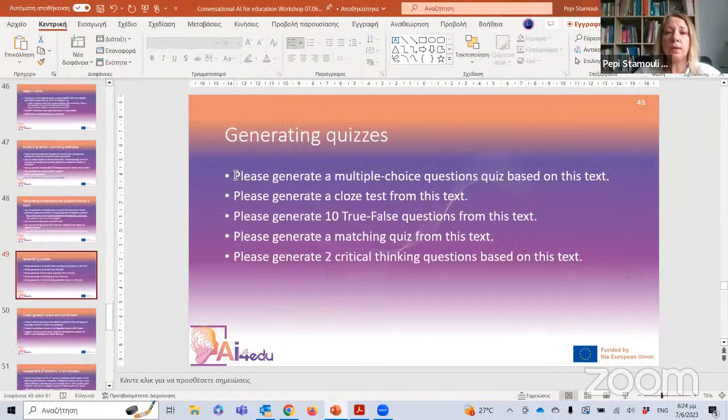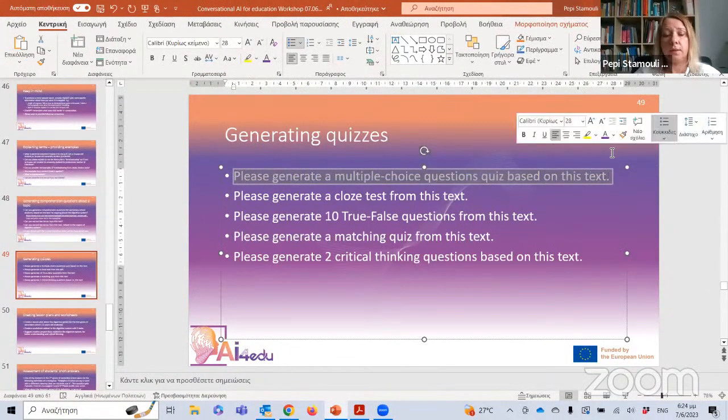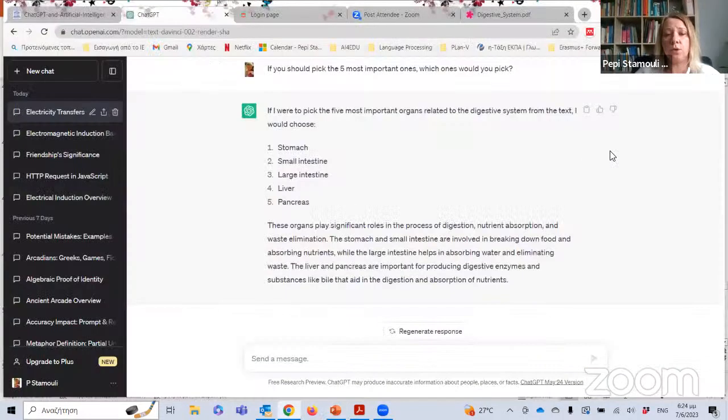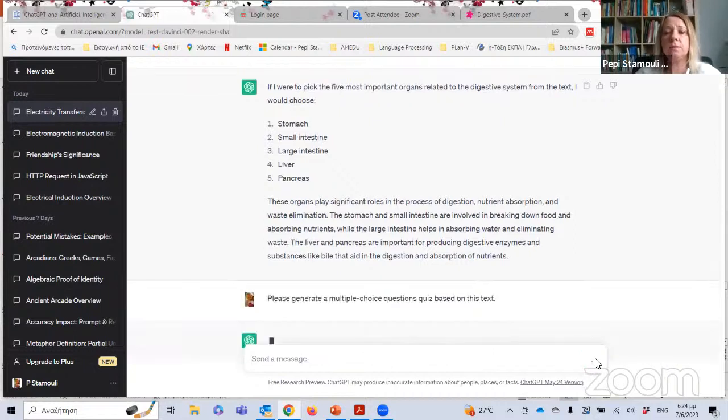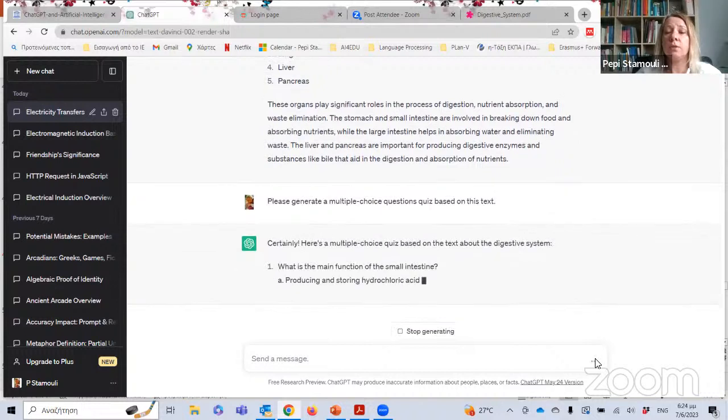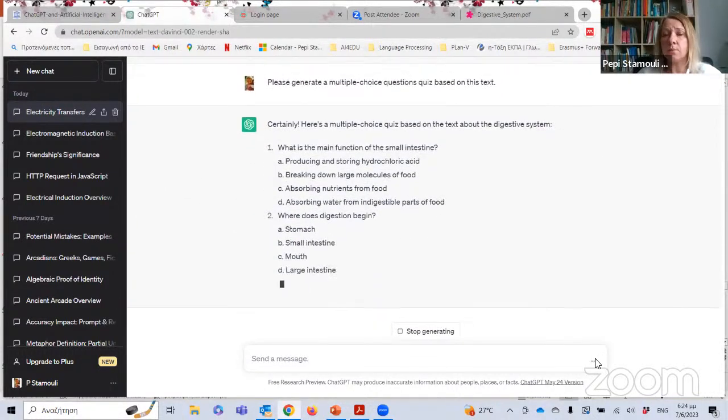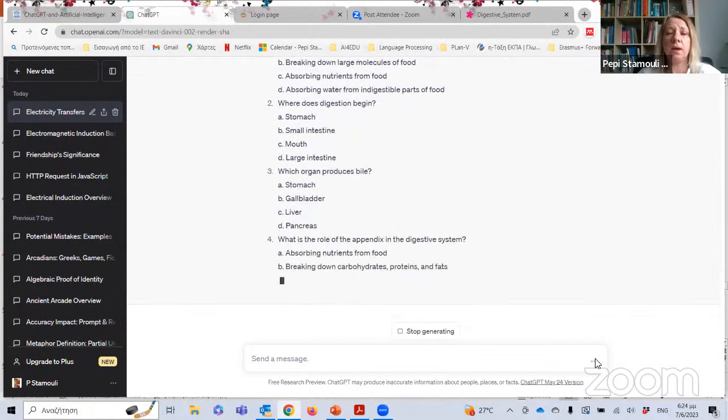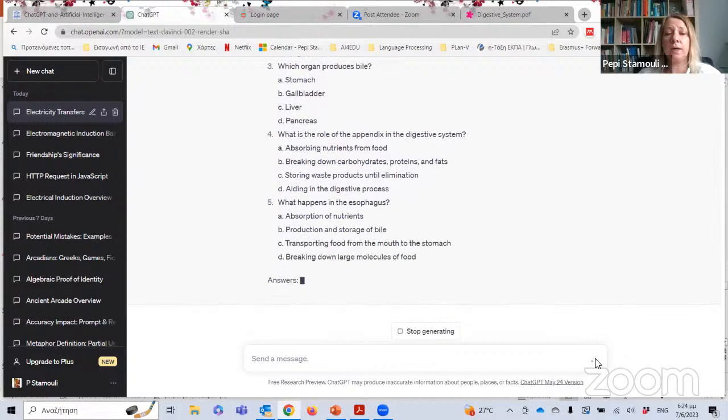As Vasilis mentioned, we can use ChatGPT to generate quizzes, which are very important for teachers, not only in terms of everyday homework, but in the context of personalized learning. So it is very important to have this functionality in place to address different students' needs. So I can ask it to generate a multiple choice question quiz based on this specific text. And at the end of the quiz, it will provide the answers.